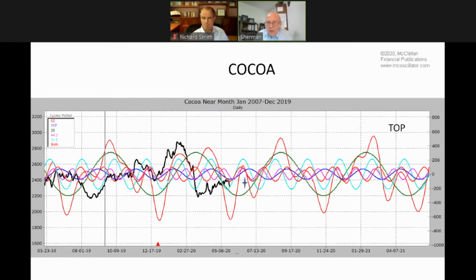Cocoa, not much to see about cocoa. It did have a low and ran up to a top where it should have, and then a decline into a bottom, but it did not perform well with this decline and has basically gone sideways at a very low level. So it's not behaving the way that the cycle says.